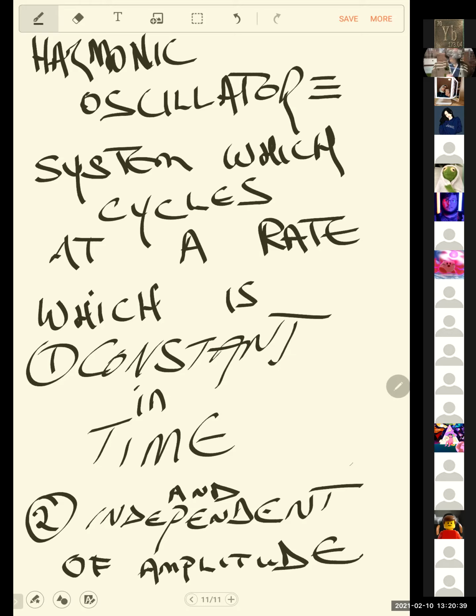And then the extra super special feature that will not seem special right now necessarily, but I want you to have it written down for later, is not only will a harmonic oscillator cycle at a rate which is constant, but that constant rate itself, it turns out, if something is harmonic, and this turns out to be very deep, that rate of cycling with respect to time is totally independent of, unaffected by amplitude. And what do I mean by amplitude?